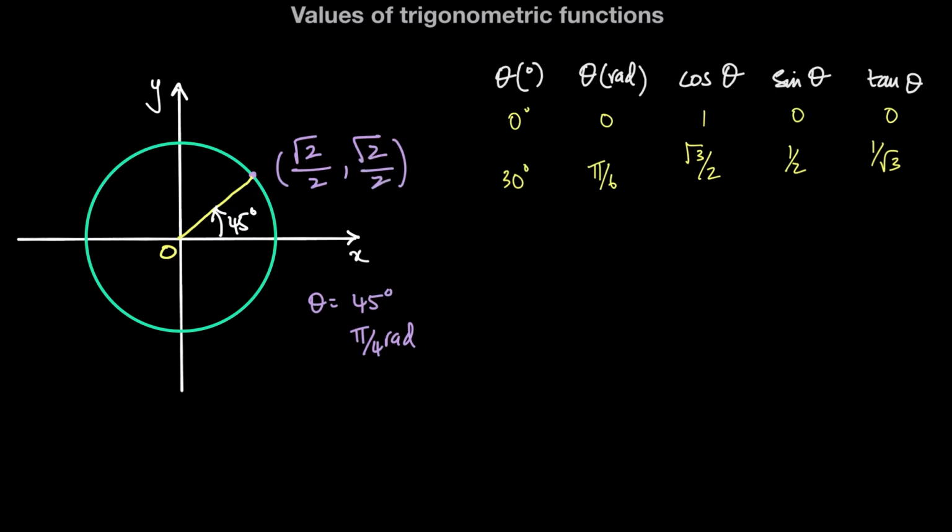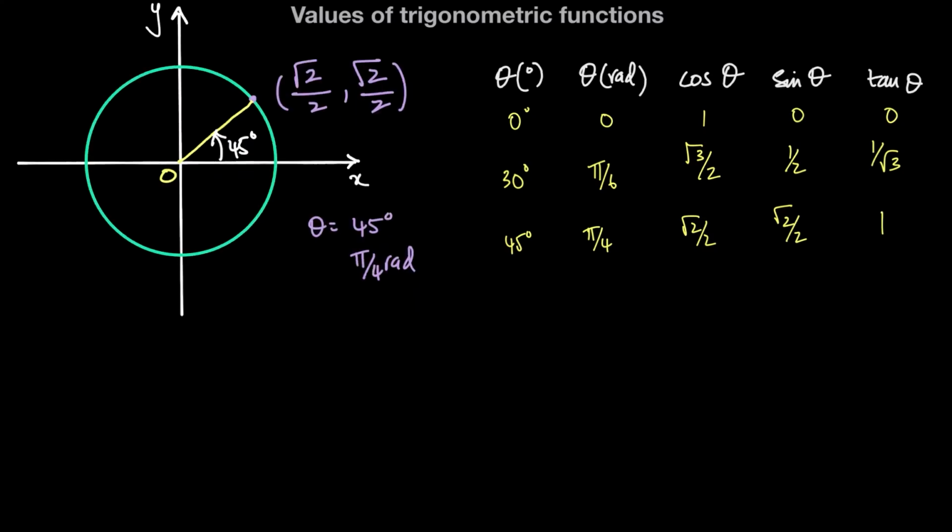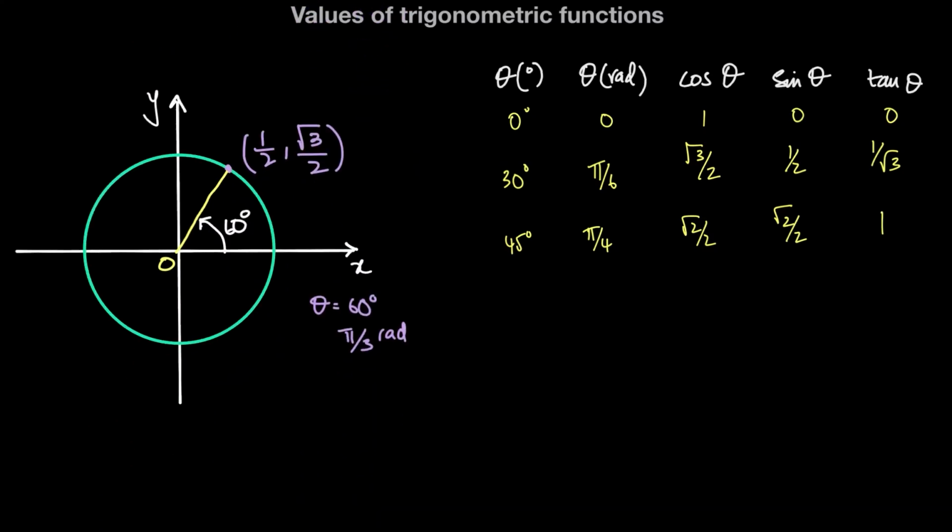So we can say that when theta is 45 degrees, or it's pi over 4 radians, the cosine of theta is square root of 2 over 2. And the sine of theta is also square root of 2 over 2. And then the tan of theta is just the ratio between the sine and the cosine, which is just equal to 1. Now next we have when theta is equal to 60 degrees.